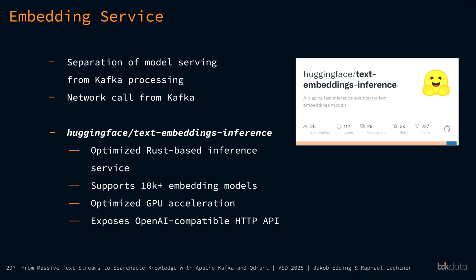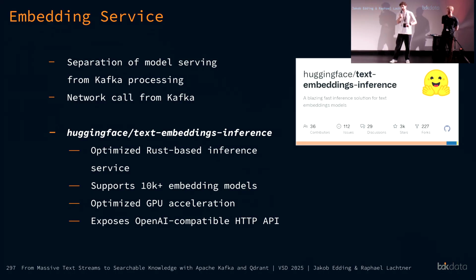All right, so now I quickly want to talk about the embedding service we use, and our goal here was to separate the model serving from the processing in Kafka, and we have to do that by making a network call, which is something we would usually avoid doing in Kafka. So after a bit of testing, we found that Hugging Face's Text Embeddings Inference works pretty well. It's a Rust-based solution that provides a really convenient OpenAI-compatible HTTP API, and it supports many embedding models and obviously features GPU acceleration.